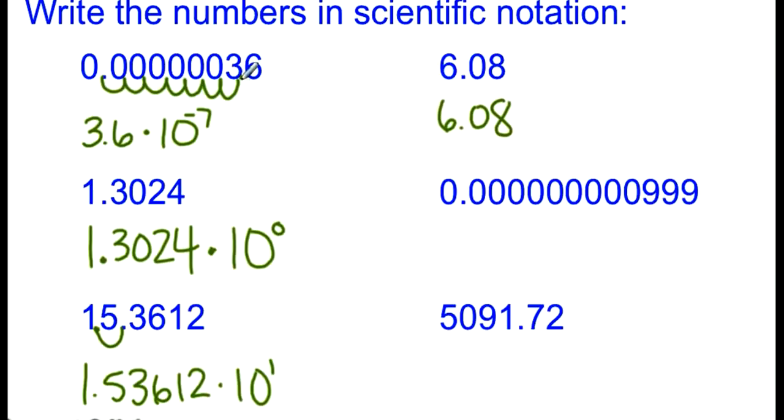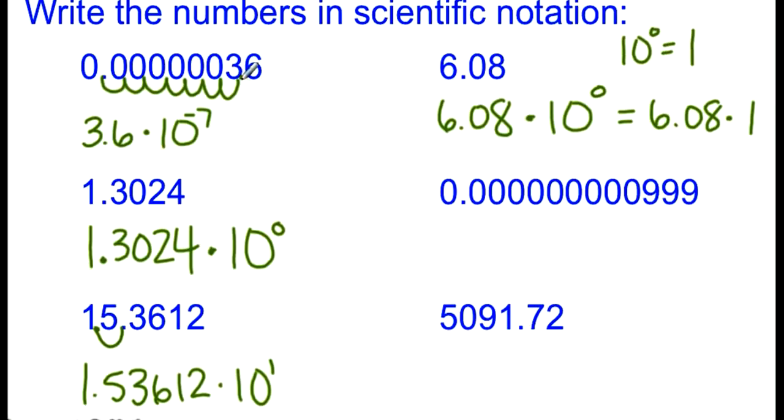Again, 6.08 is already in between 1 and 10. So I'm just going to rewrite it, multiply it by 10, and I didn't move my decimal, so it's a 0 power. You can also write this as 6.08 times 1 because 10 to the 0 power equals 1.